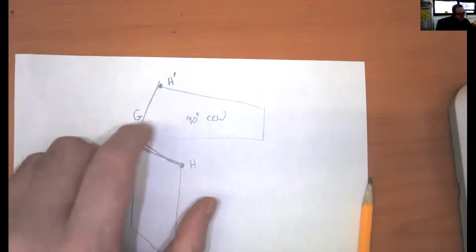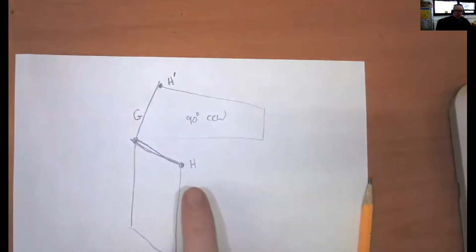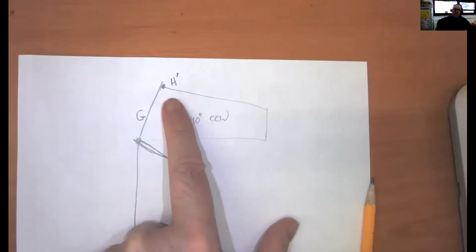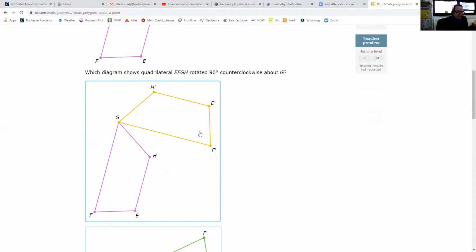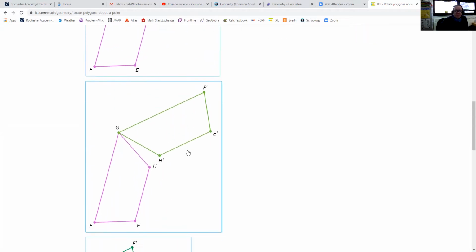The only thing we need to look at is we need to look for a diagram that has H prime in just about this position. So let's see, going back to the IXL screen, let's see if we can find a spot like that. All right, so this looks pretty good. So H to G to H prime is about 90 degrees there. And I can see the same thing is true. So F to G to F prime, that's also 90 degrees. It's in a counterclockwise direction. So this looks really promising. Let's look at the others.